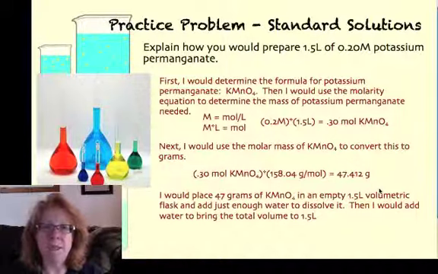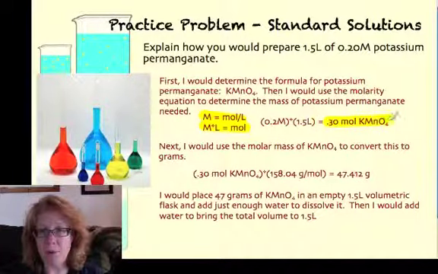MnO4 1 minus is permanganate, so that's why there's one potassium that goes along with that. Hopefully you got that one right. Then you use your molarity equation to solve for the number of moles of potassium permanganate you need. Here is our molarity equation, rearranged to solve for moles. So that's why I plugged in my numbers. 0.2 molar times 1.5 liters gives me 0.3 moles of KMnO4 is what I need.